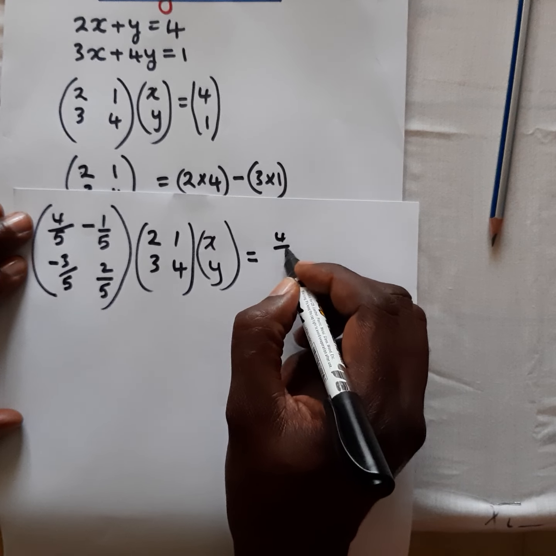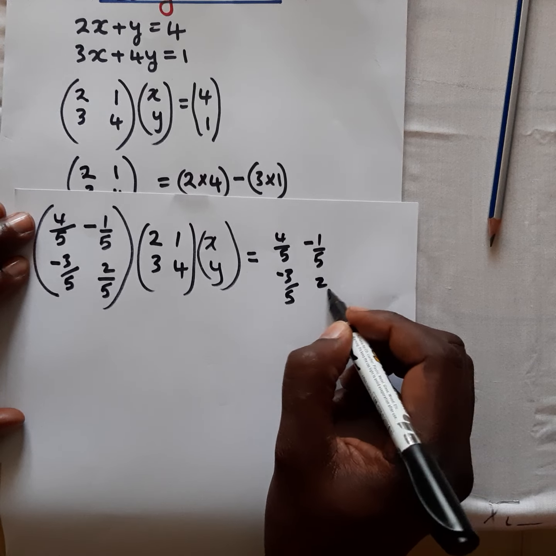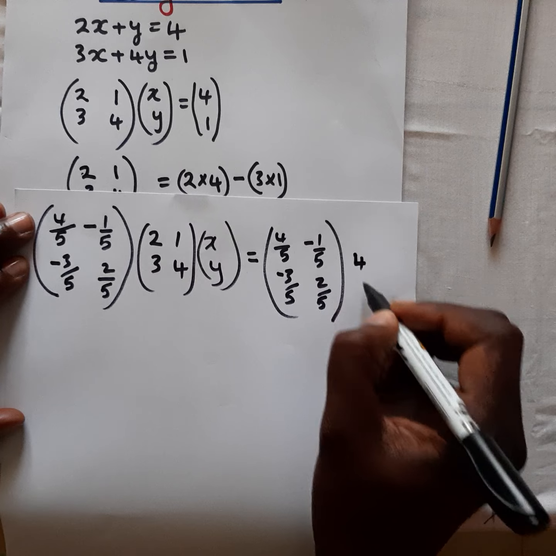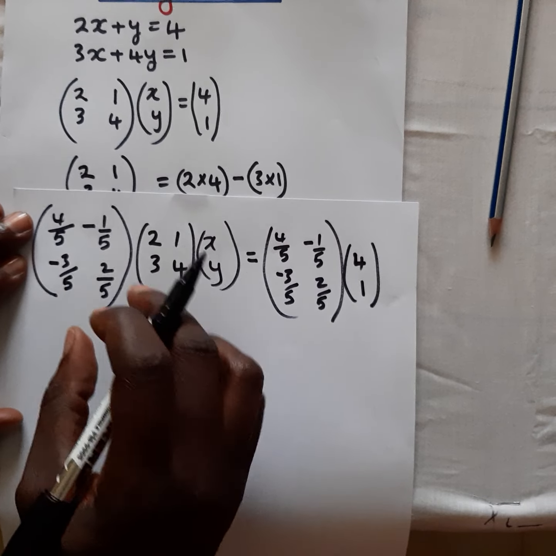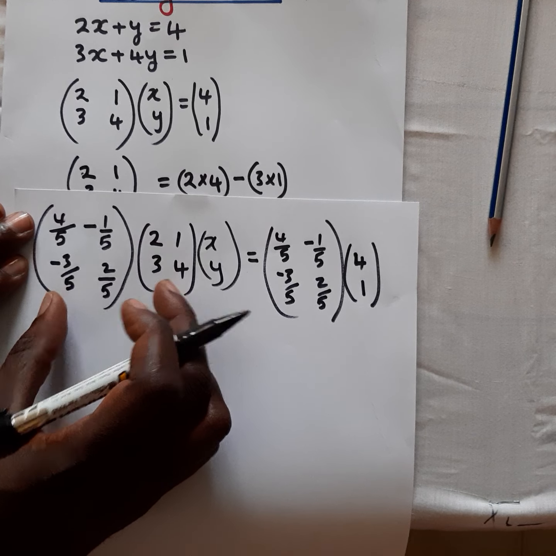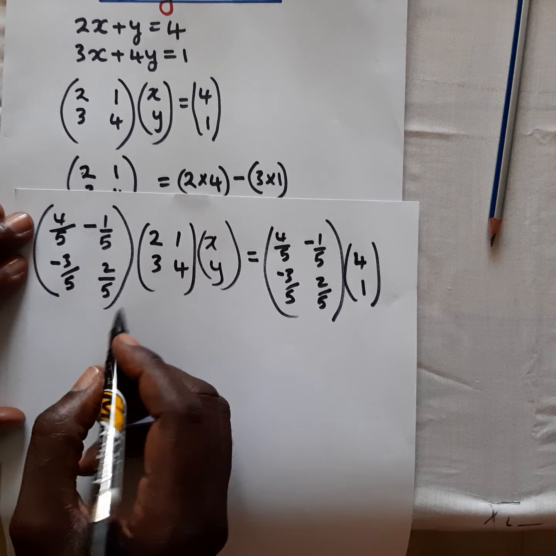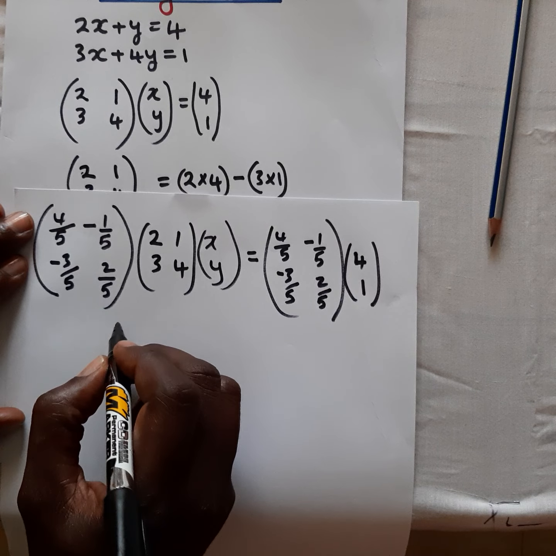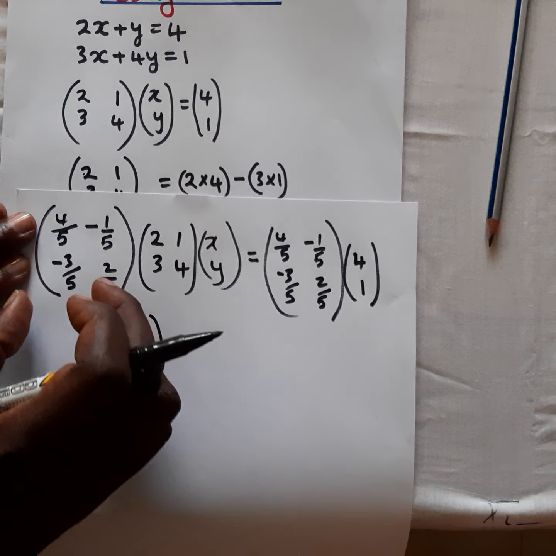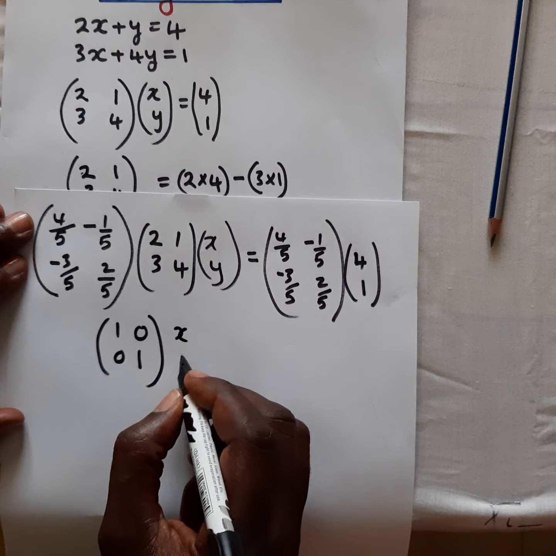So we have 4 over 5, negative 3 over 5, negative 1 over 5, then 2 over 5, and then we have 4, 1. Now, the inverse and the matrix, if we multiply the two of them, the rows and the column, we'll get what we call the identity matrix. And of course, the identity is given by 1, 0, 0, 1. This is the identity matrix. So if you multiply the inverse by the matrix, you will get the identity matrix. And then we have x, y.